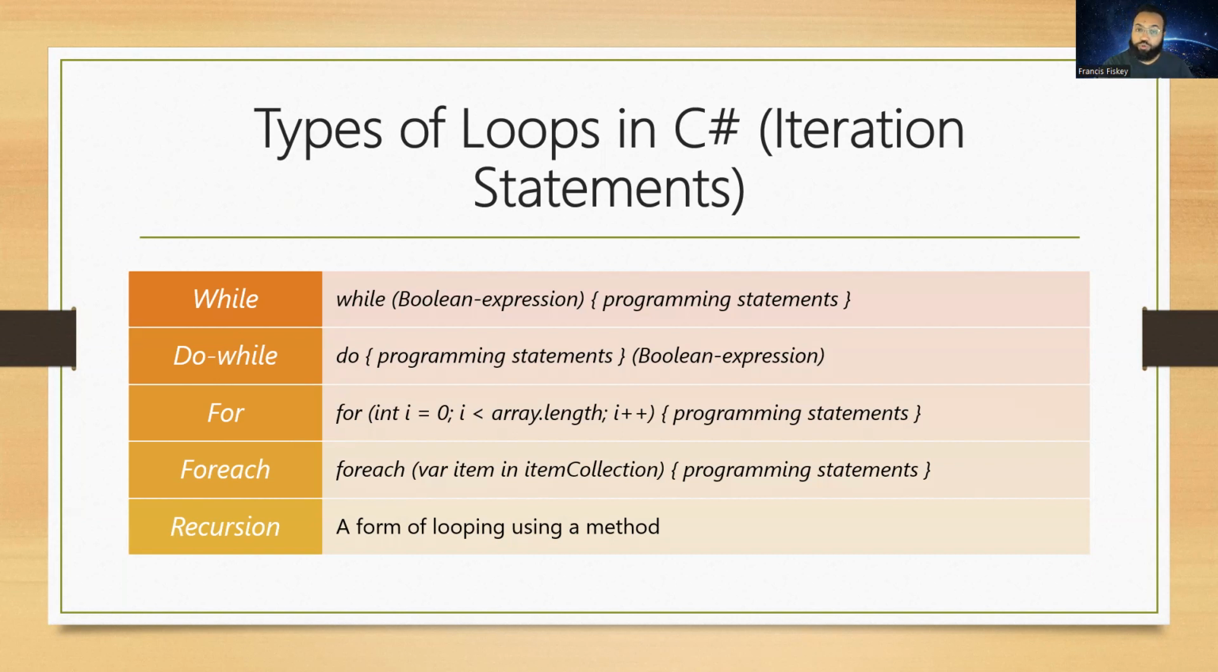You have a for loop, which contains 3 elements: your counter, your condition, your Boolean expression that you need to check, and your iterator, which is what increments or decrements or executes, or whatever the case may be, your counter within your for loop. And then you have your programming statements, which loop until your condition is true. You have for each, or your condition is false.